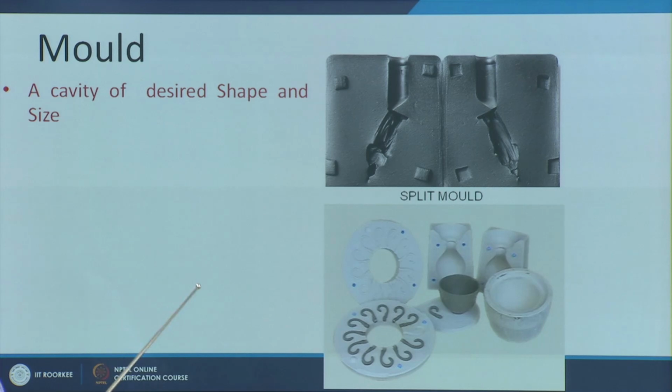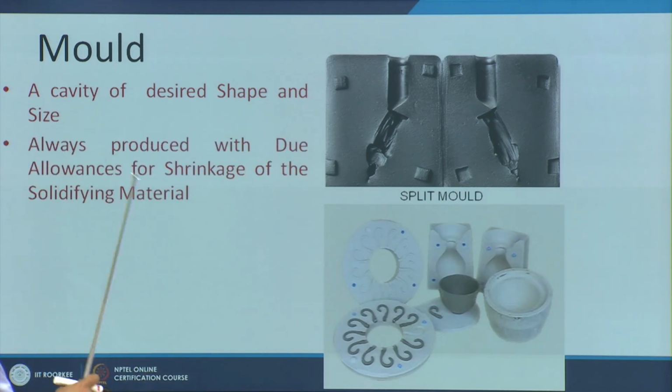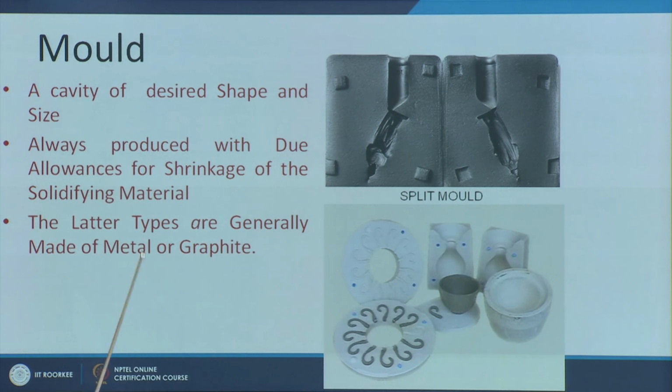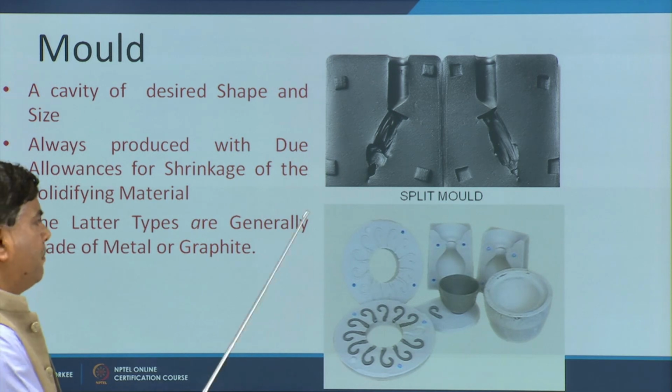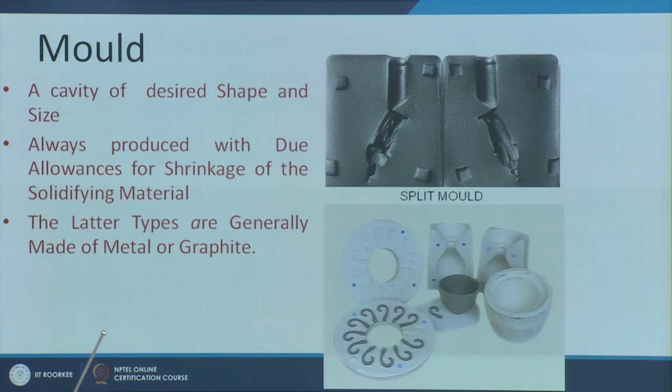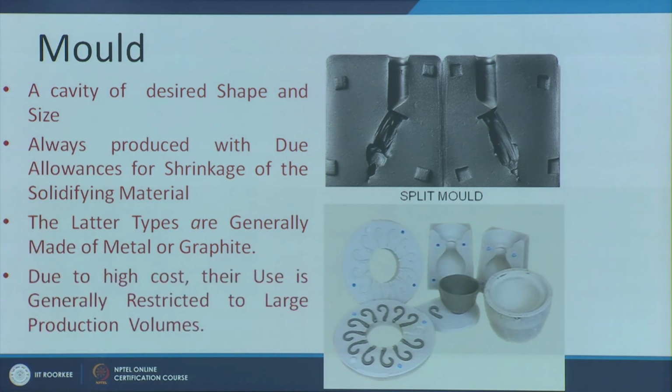A mold is basically a cavity of the desired shape and size, always produced with due allowances for the shrinkage of the solidifying metal. The latter types are generally made of metals or graphite, and due to their high cost, their use is generally restricted to large production volumes.